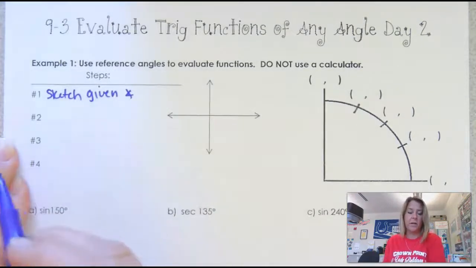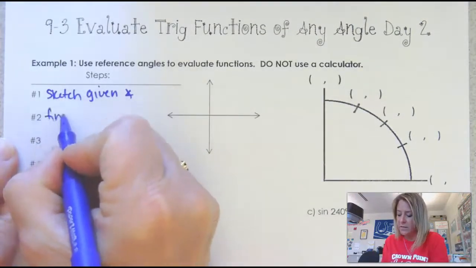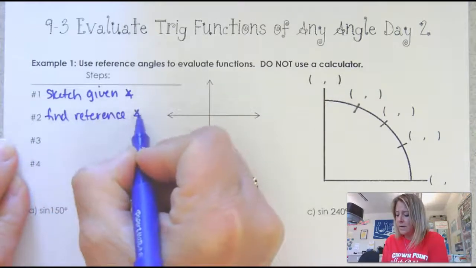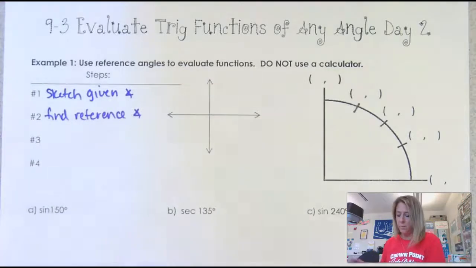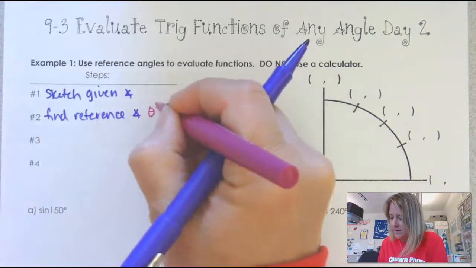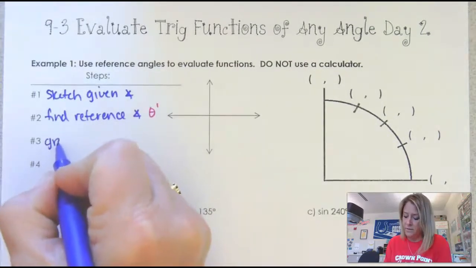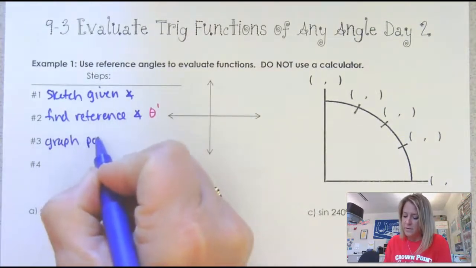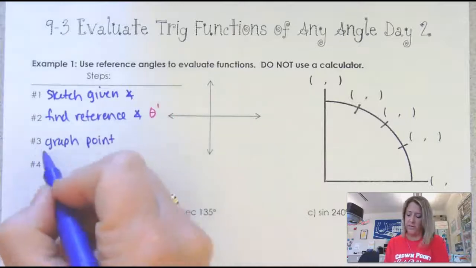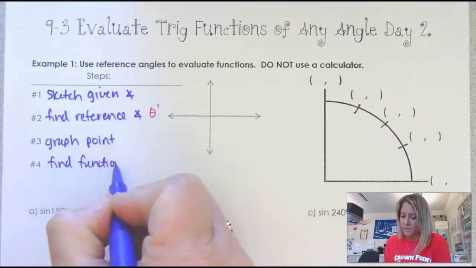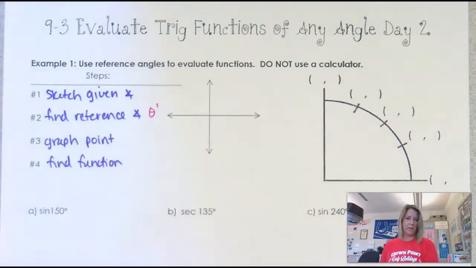The second thing we're going to do is find the reference angle. And that's what I always call theta prime. The angle is always theta. I call this theta prime. Third thing we're going to do is we're going to graph the point. And finally, we're going to find the function. And this will make more sense once we do all these different examples so you can kind of see the steps.